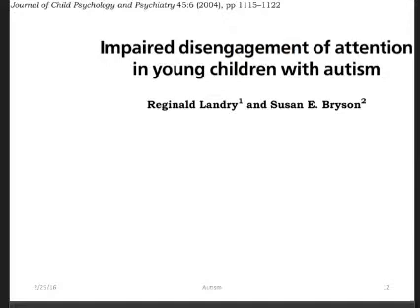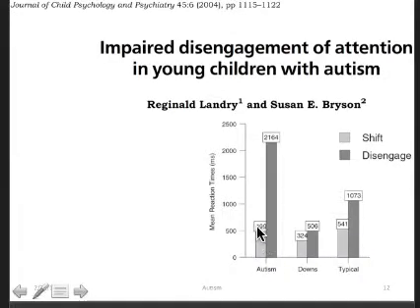The children with ASD in this study had relatively low IQ. The average IQ score was around 70. As you can see here, whereas their shift time was comparable to those of typically developing children and children with Down syndrome, children with autism showed a marked impairment in disengaging attention from the central stimulus. This difference was striking and compelling.